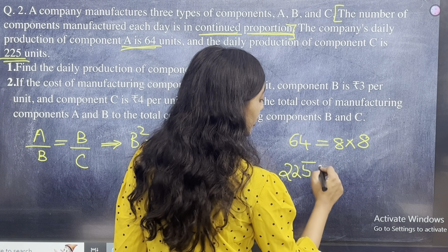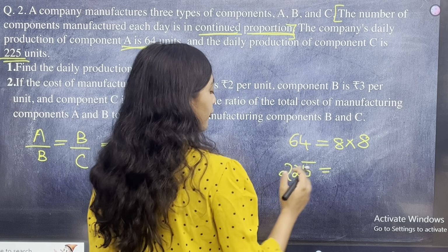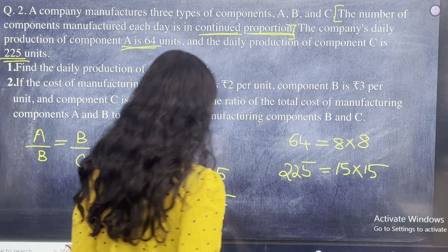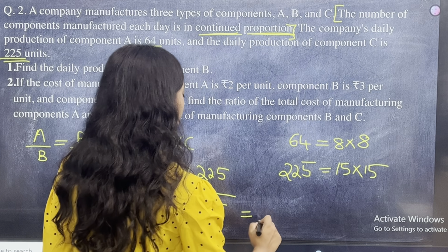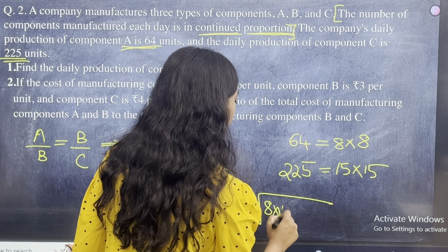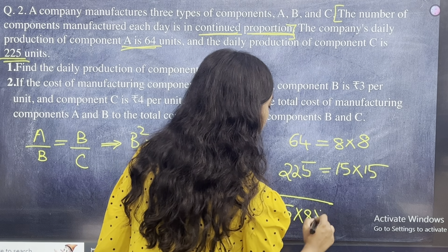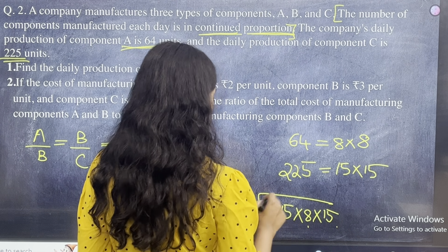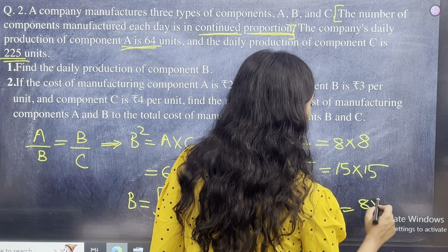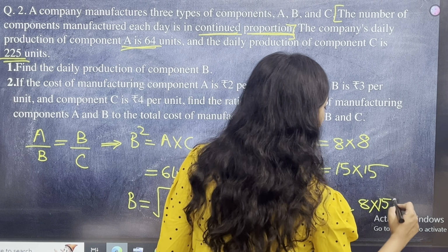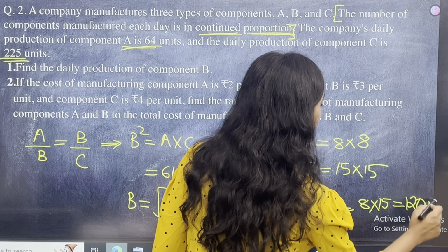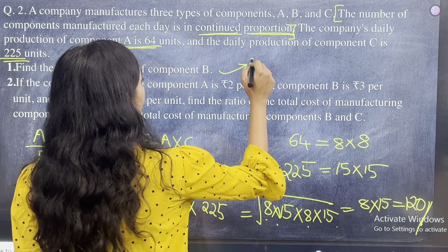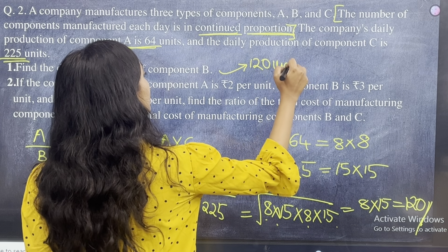225, this is something you should know. You should know the squares of different values. So 225 is nothing but 15 into 15. Correct? So this is equal to root over 8 into 15 into 8 into 15. So taking common terms, 8, 8, 15, 15, it is equal to 8 into 15 coming out of the square root, and 15 eights are 120 units. Therefore, the daily production of component B is 120 units.